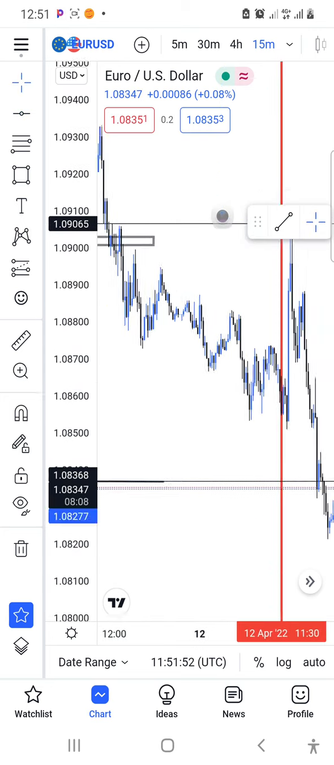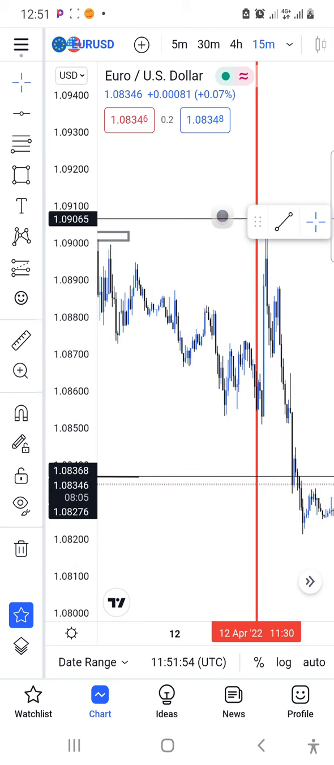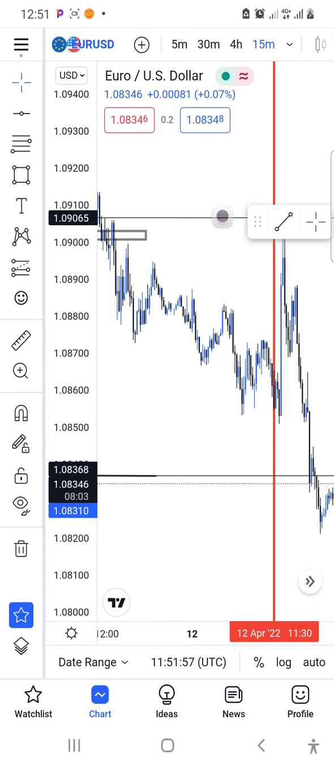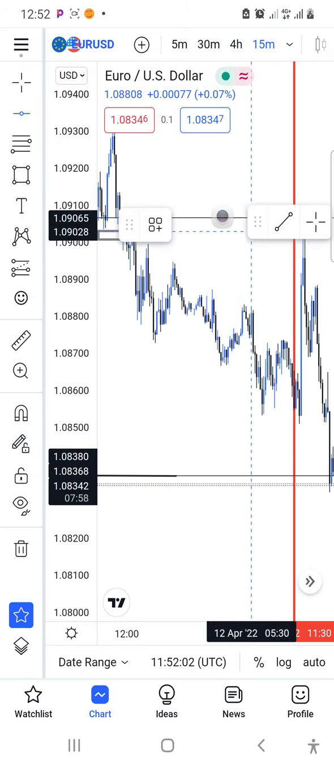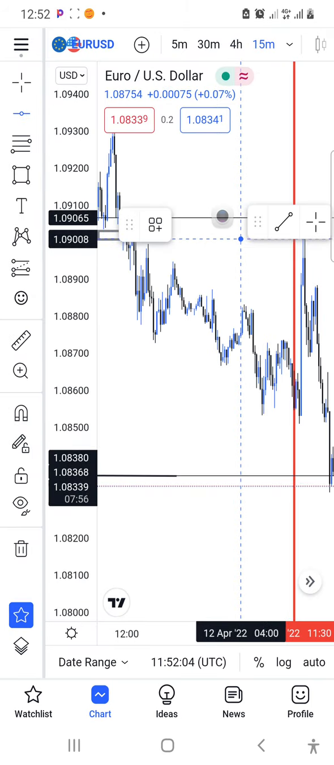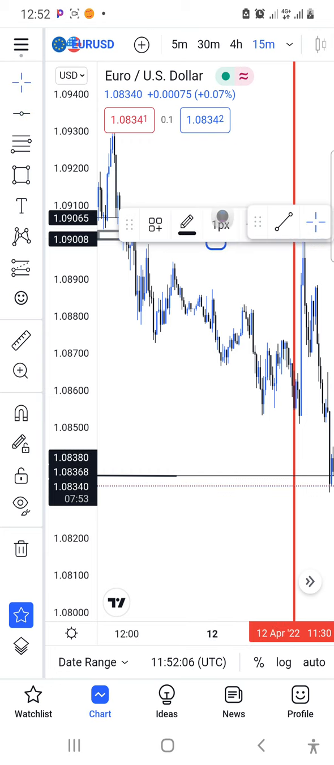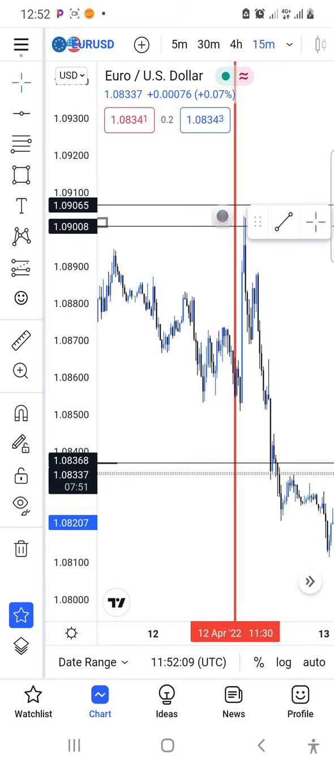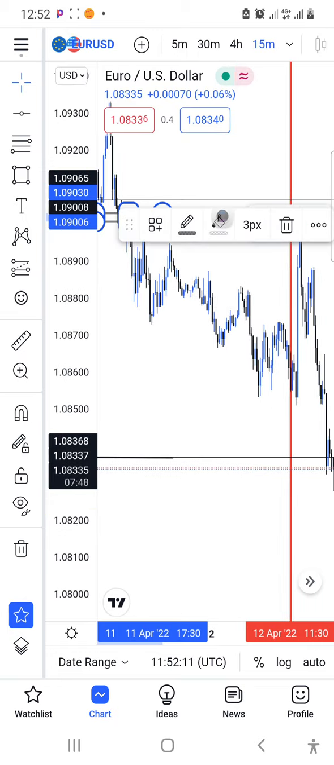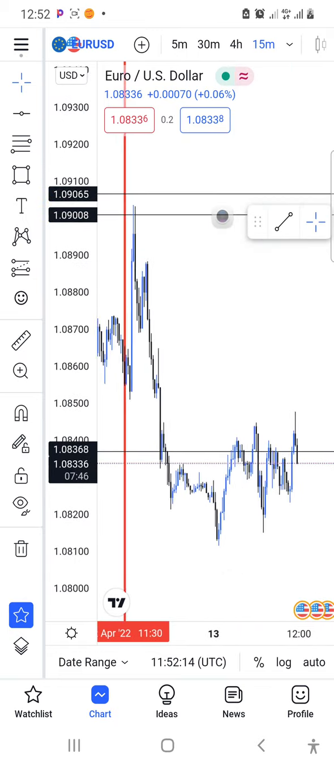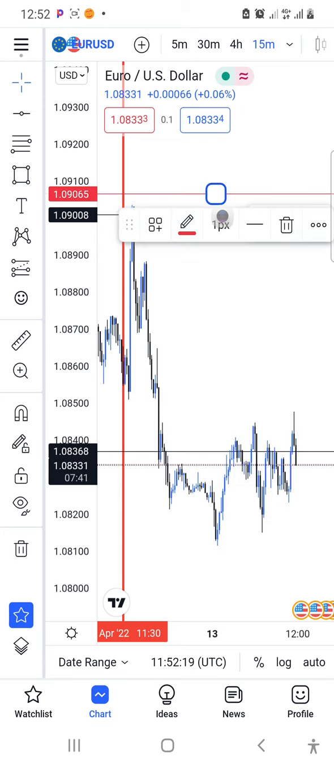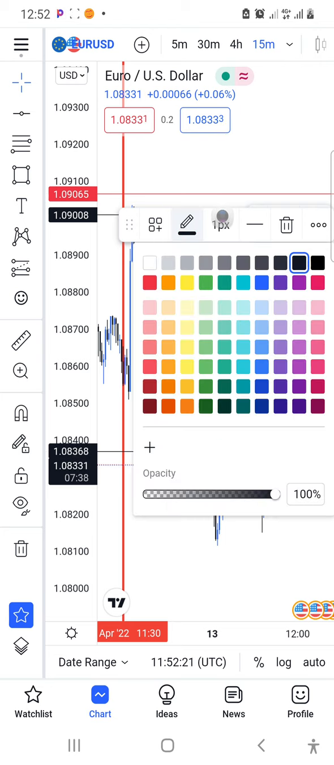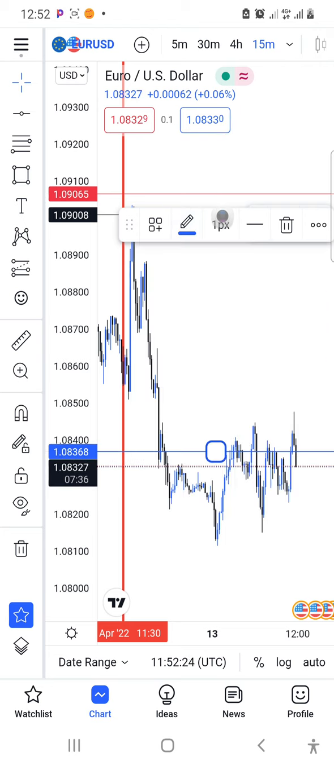So my entry is at this point here. This is where my entry is. Let me just remove this stuff here. My stop loss is the second one. Let me depict it with another color. Let me use red for it. Then my take profits, let me use green for it. So you can see now.